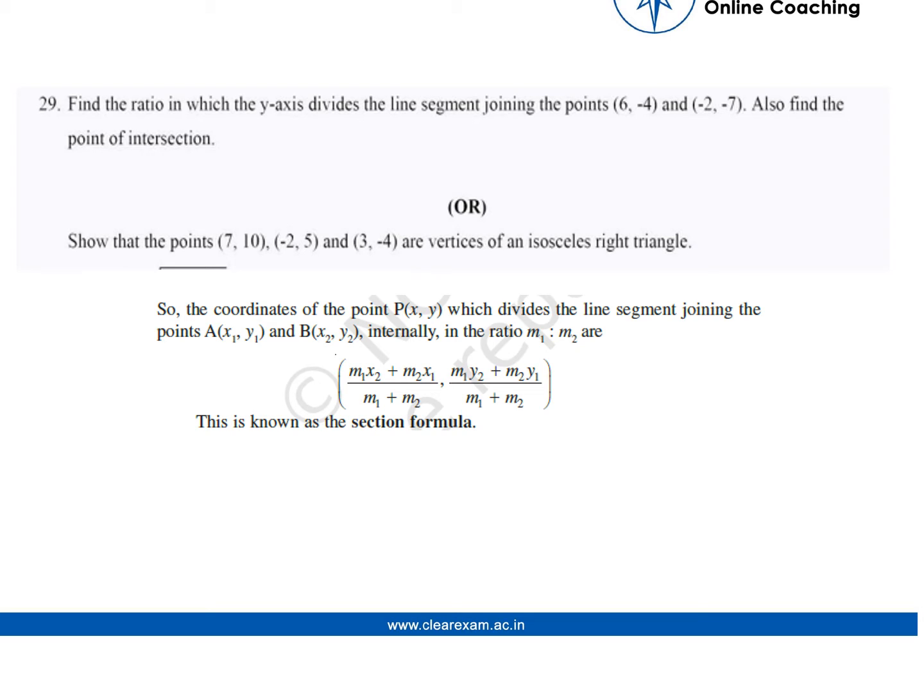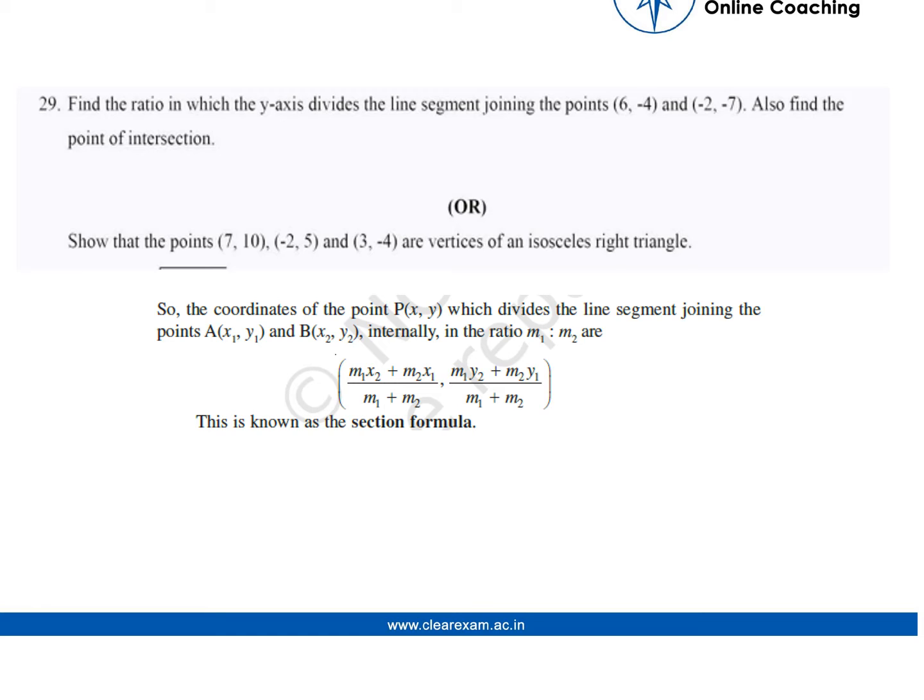In the first question, we have to find the ratio in which the y-axis divides the line segment joining the points (6, -4) and (-2, -7). We also have to find the point of intersection. And in the second question, we have to show that the points (7, 10), (-2, 5) and (3, -4) are the vertices of an isosceles right triangle.